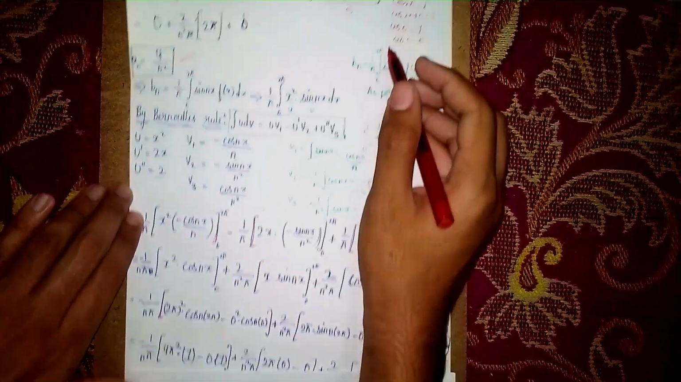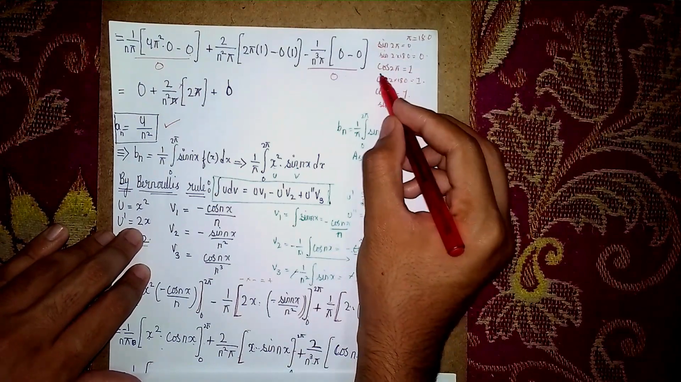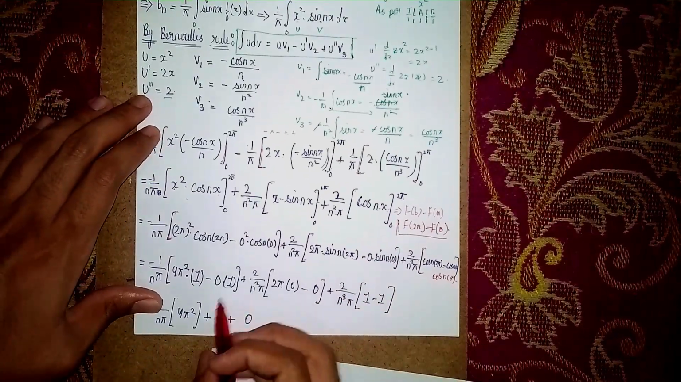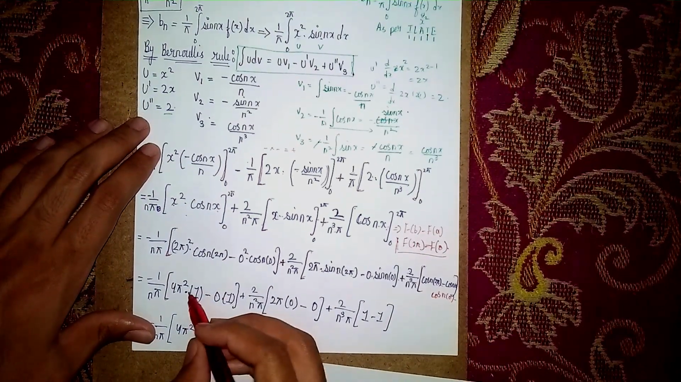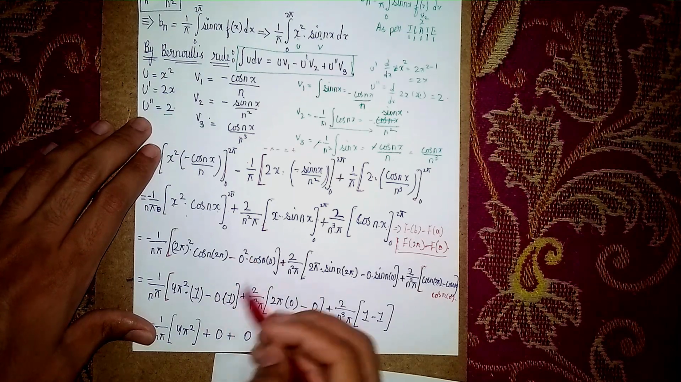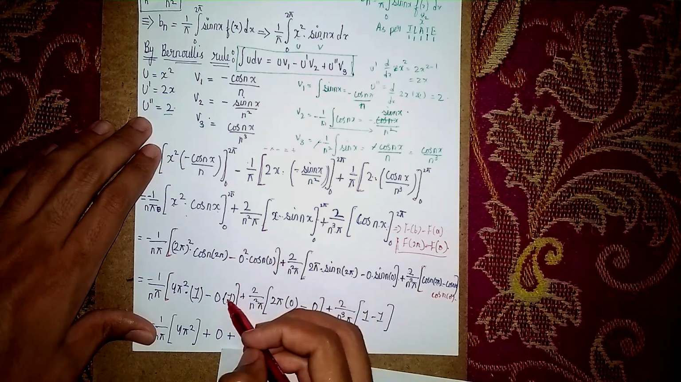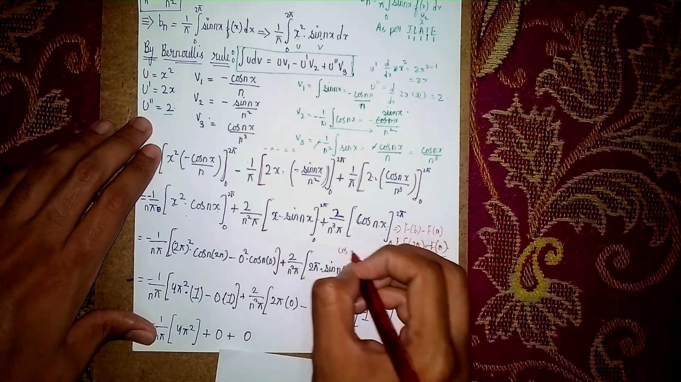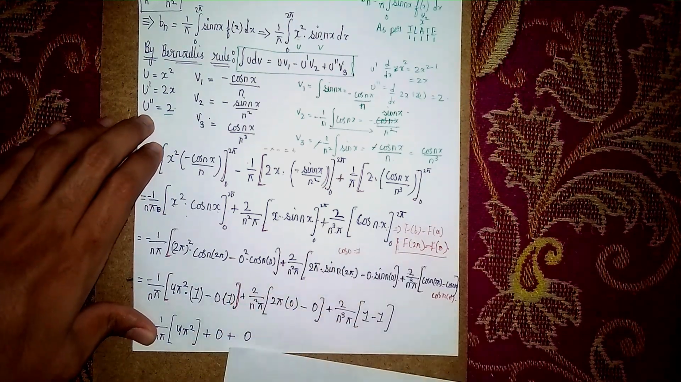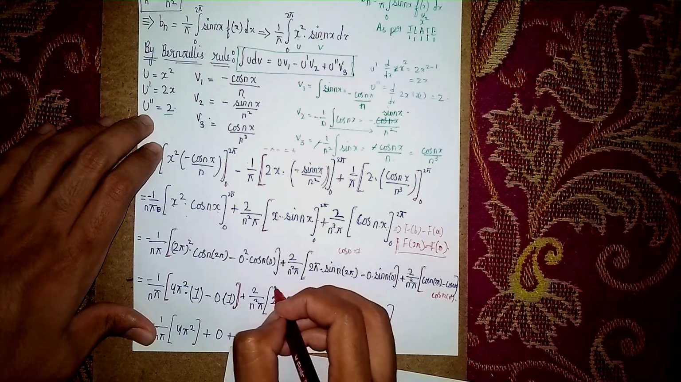Okay, cos n 2 pi: I have written cos 2 pi is equal to 1, so it becomes 0 into 1. Here cos n 2 pi becomes 1 minus 0 square, and 0 square means 0 into cos 0. What is the value of cos 0? Cos 0 is equal to 1. Then plus 2 by n square by pi, then open the bracket.